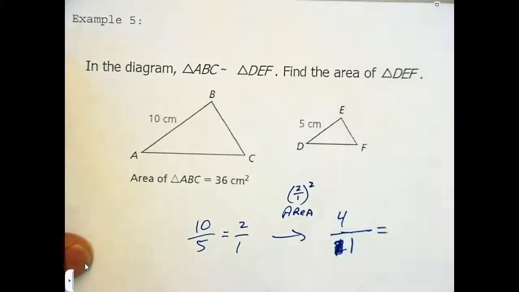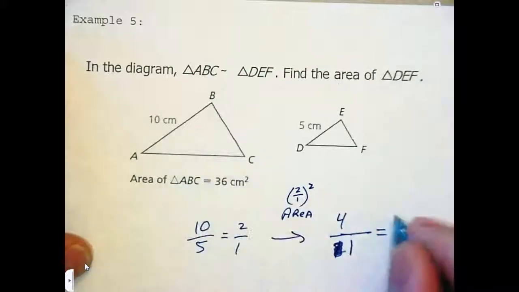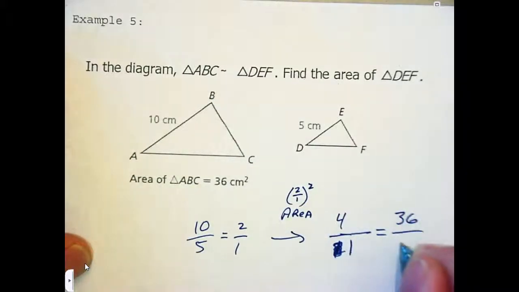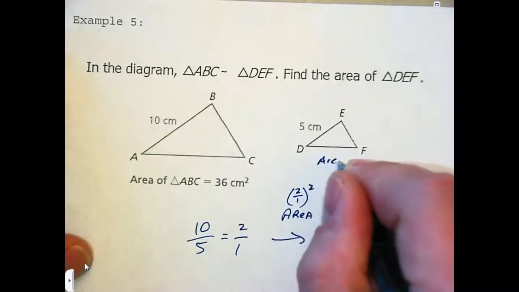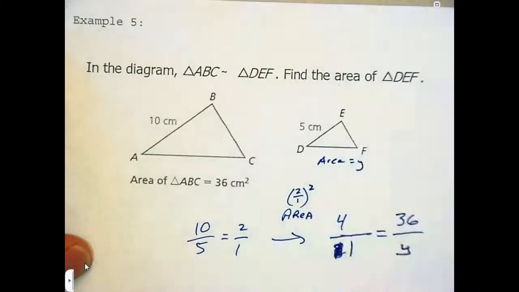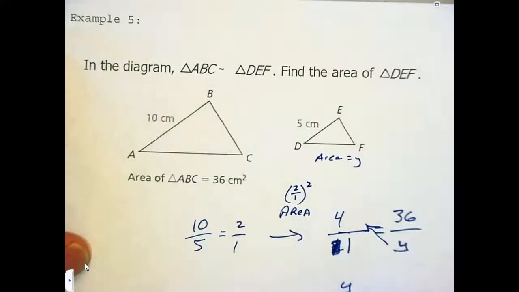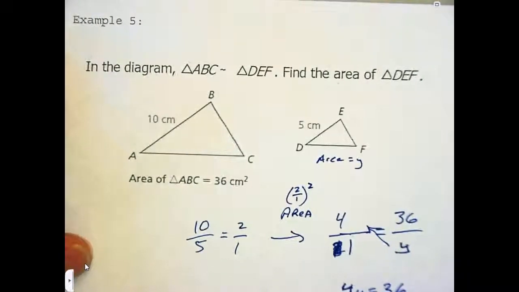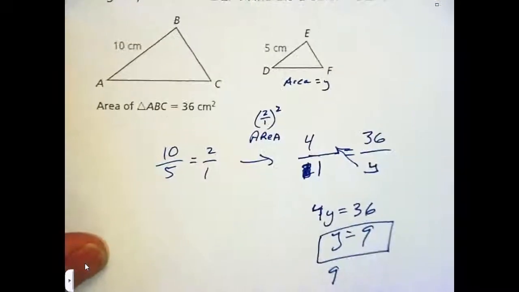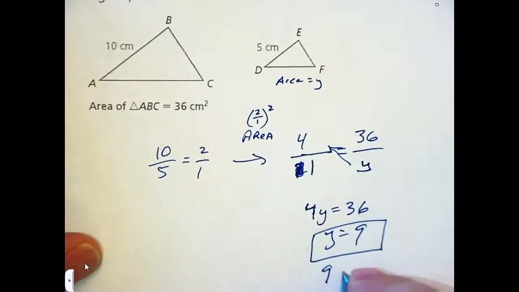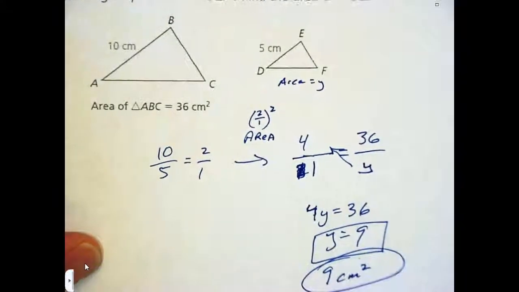And then you could set it up. If the area of the big is 36, and you want the area of the small, make that y. Cross multiply, you get 4y equals 36, so y is 9. So the area of the small is 9 square centimeters. Any questions there?